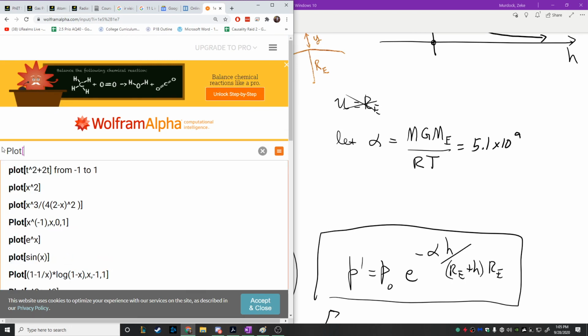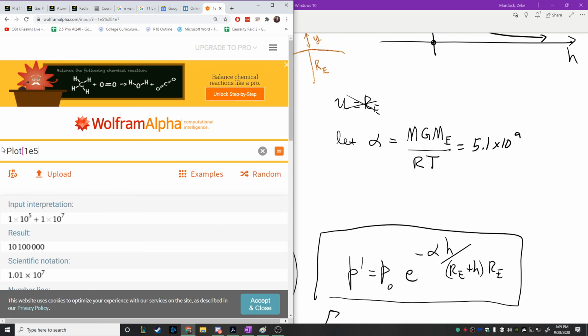So plot, we need to do, so that's 1e5. It's just an overall constant, so it's not that important, actually. We can leave that part out. That's just going to scale it, right? Whatever. And then times exp. So this is negative alpha, which is 5.1 E9, times y, so that's our variable. And we divide that by the radius of the Earth, which is 6.4 times 10 to the 6th. We also divide that by the radius of the Earth plus y.